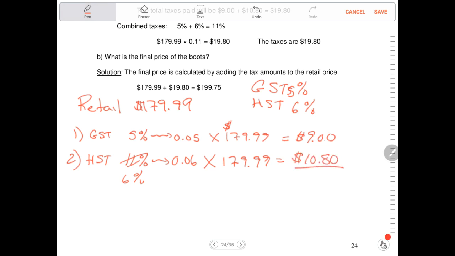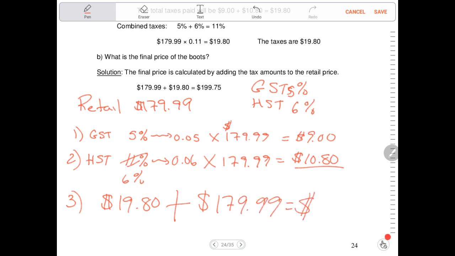All you have to do is add those two values together. So 9 plus 10.80. So your total tax for this question is $19.80 plus your retail price, which was $179.99. And if you add those together, the price you would pay is $199.75. So I'm sorry for my mix up there, but I don't think it really is going to change your understanding too much.